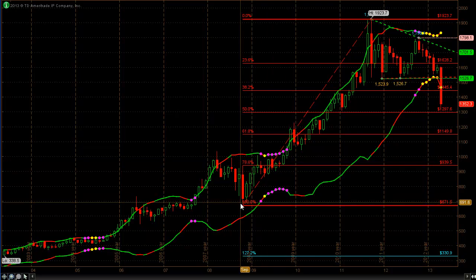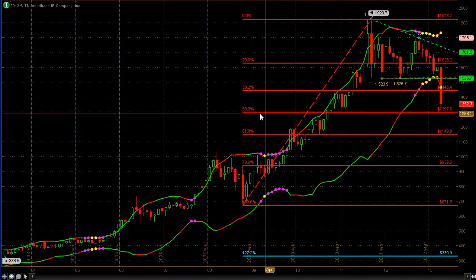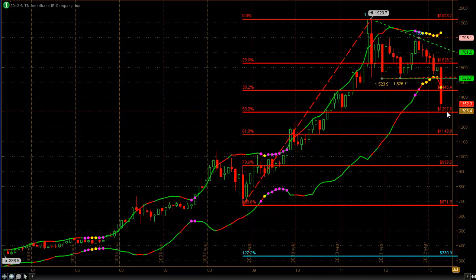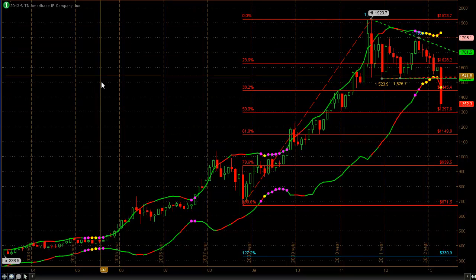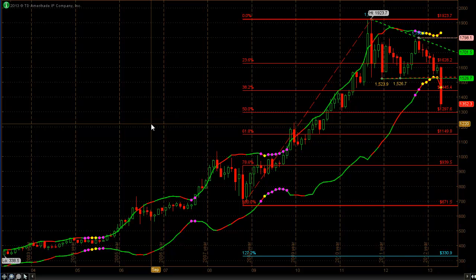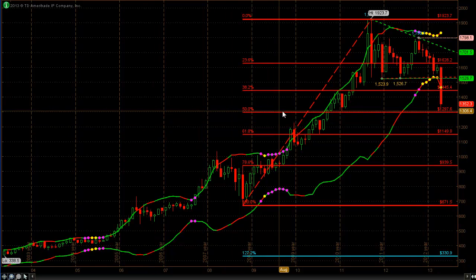1923.70 was the high. If you take this and look at your Fibonacci levels, your 50% retracement comes in right at 1297. Let's call it 1298. We had a low today of 1235. So we're very near this 50% retracement level, and this is my target right here. This is where you want to take a shot at a bounce, a really good short covering rally at the 50% retracement level.